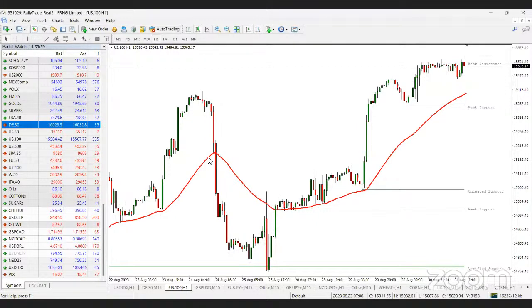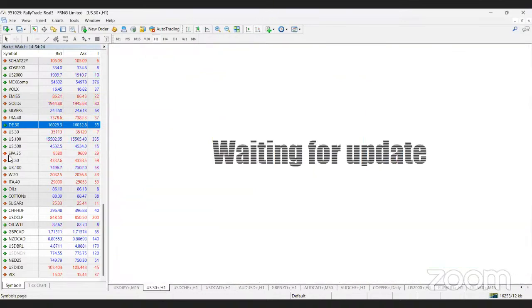Now, let's move out from US 100. Let's check out another index. Let's look at US 30. I think I've passed it. Yes, I have. Okay, I've seen it. Okay, so we have US 30.